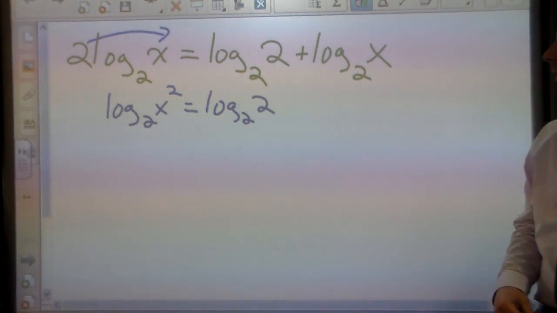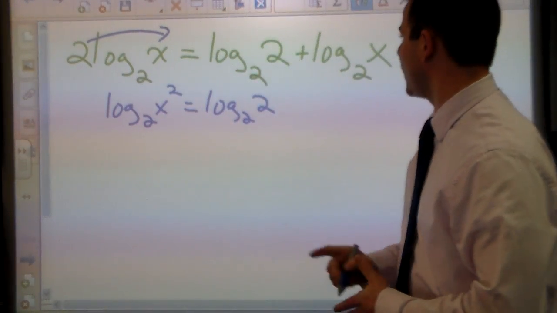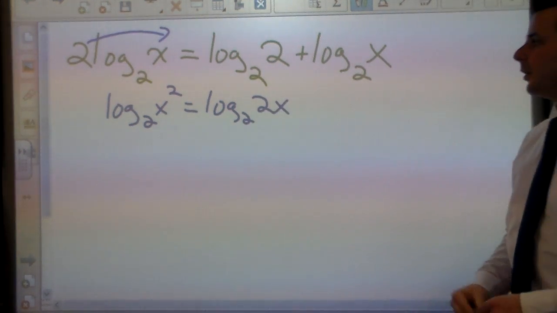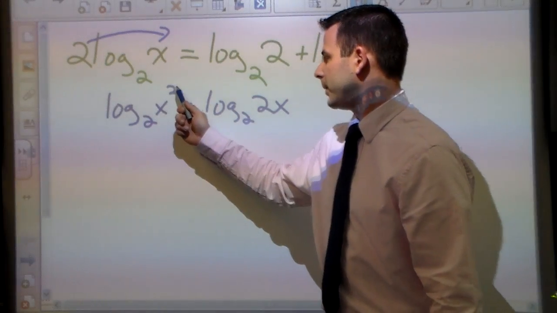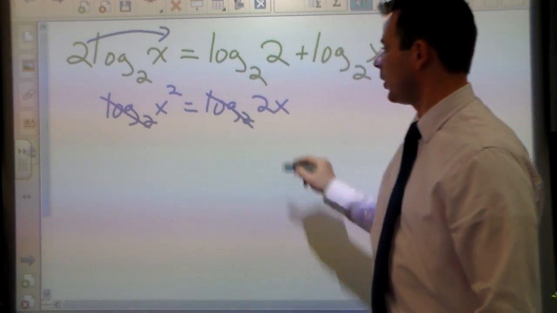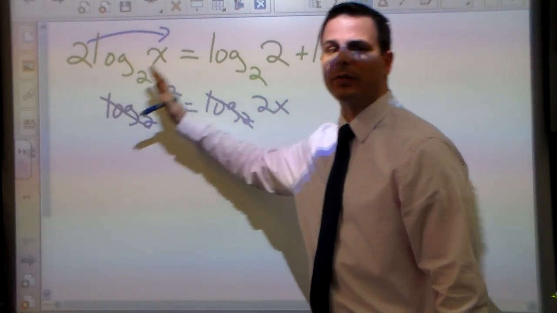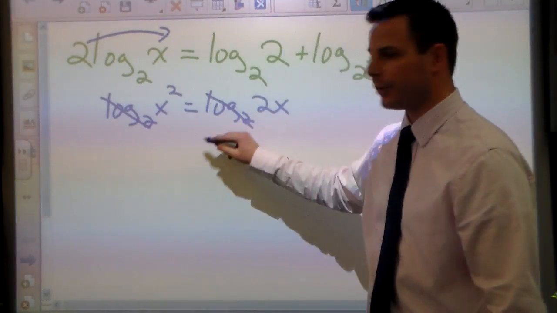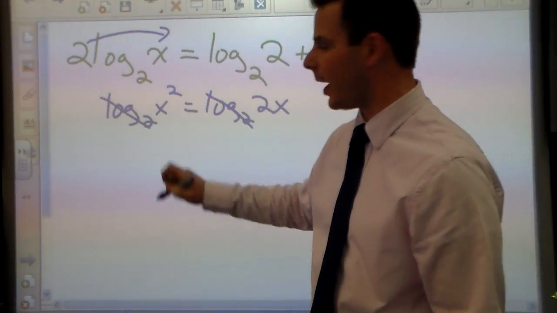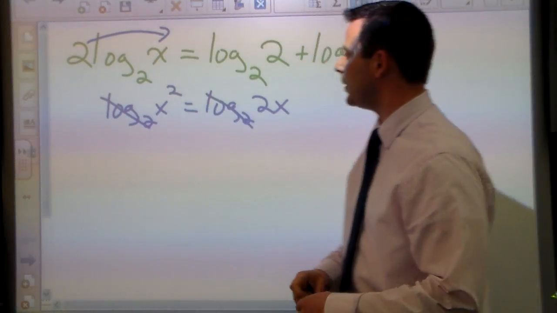And I'm applying properties here. I'm adding logs, which means I'm adding exponents. I add exponents when I'm multiplying, so that's what I'm going to do. I'm going to multiply 2 and x, 2x. So now I have log base 2 of x squared equals log base 2 of 2x. So I can, for all intents and purposes, cross out the logs. Really what I'm doing is putting the inverse of log base 2 on both sides. The inverse of log base 2 is 2 to the x power, so I'm putting base 2 on both sides.